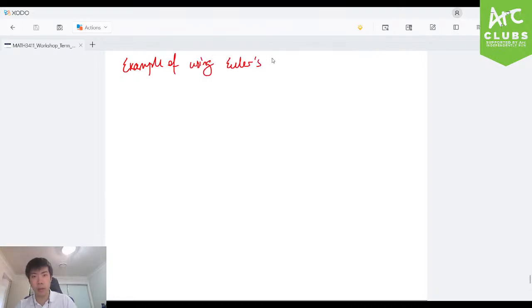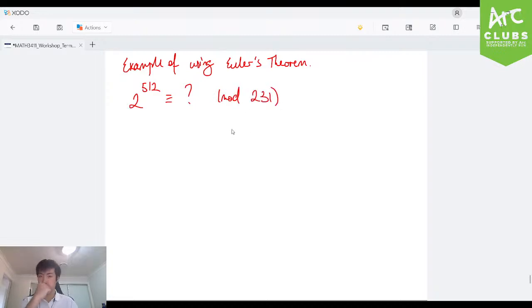of using Euler's theorem. I'm sure most of you would have seen this in test 3, I believe. But I also wanted to show you a little trick that I personally use when doing these sort of questions. So for example, we have 2 to the power of 512 is congruent to what mod 231? How can we go about doing this? Well, we want to apply Euler's theorem. This power here is huge, and by using Euler's theorem, we can probably reduce it to something much simpler.